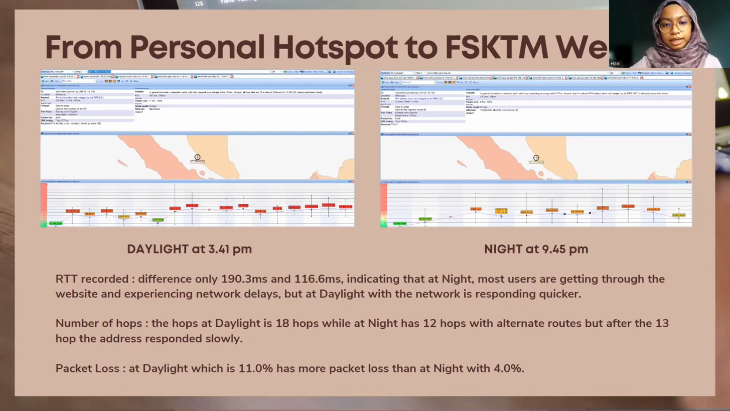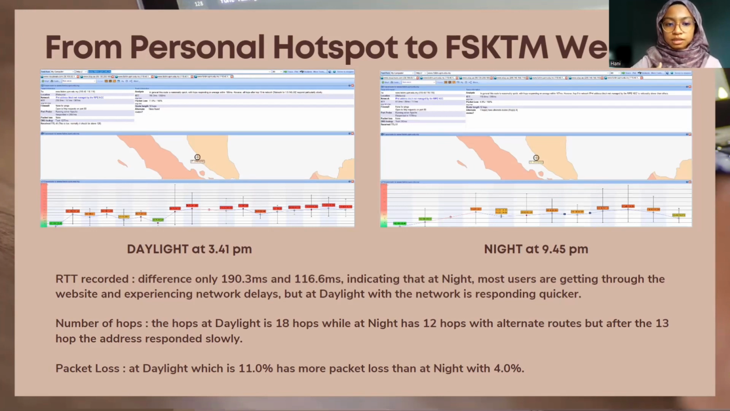Next is from personal hotspot to the FSKTM website. At daylight, I recorded at 3:41 p.m. and at night at 9:45 p.m. The RTT recorded shows a difference of 190.3 milliseconds and 116.6 milliseconds, indicating that at night more users are getting through the website and experiencing network delays, but at daylight the network is responding much quicker.